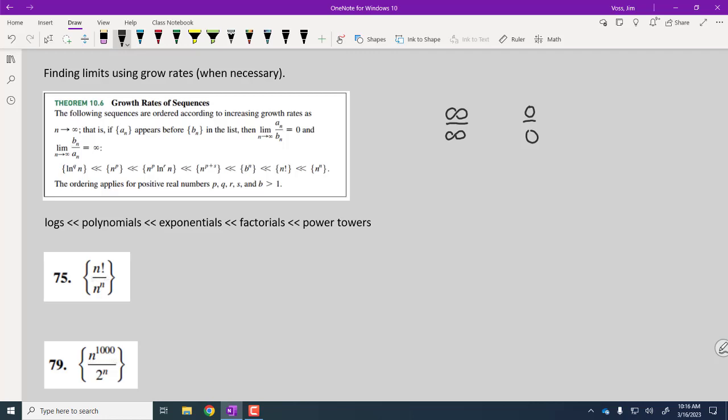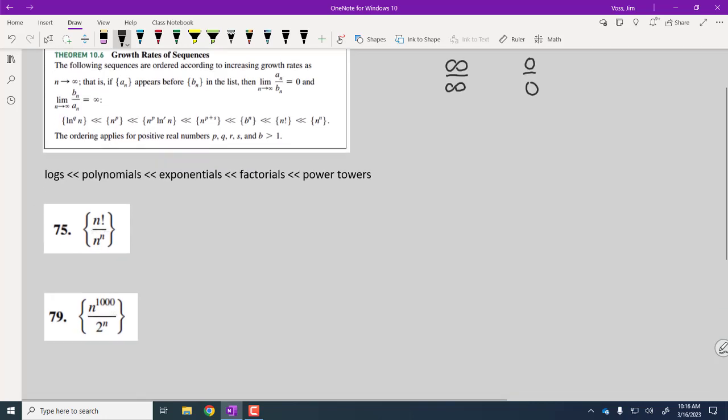But there are some functions we cannot differentiate. So we are going to see functions that are oddball functions, like the factorial function. The factorial function, we do not know how to take the derivative of the factorial function. The factorial function is repeated multiplication.